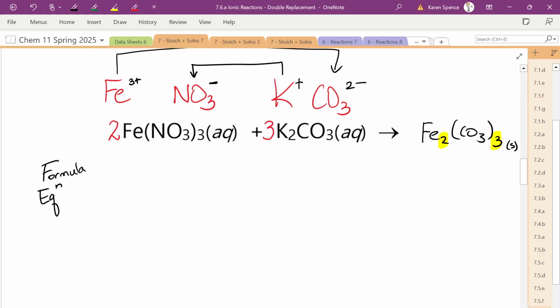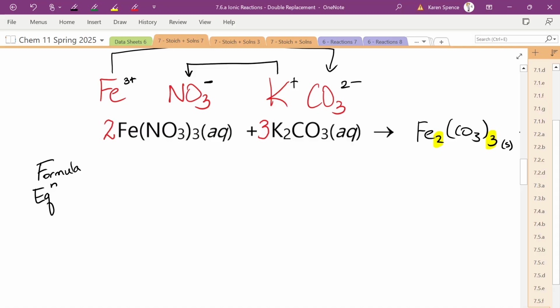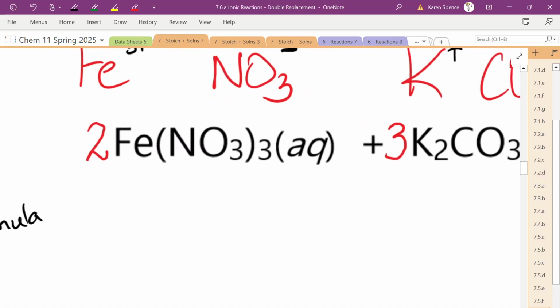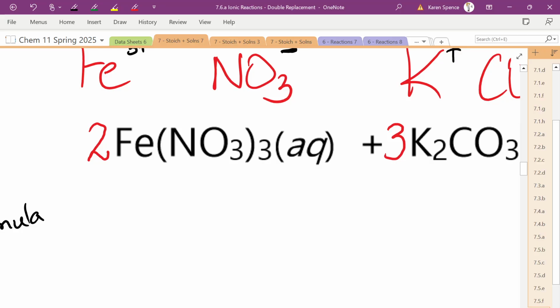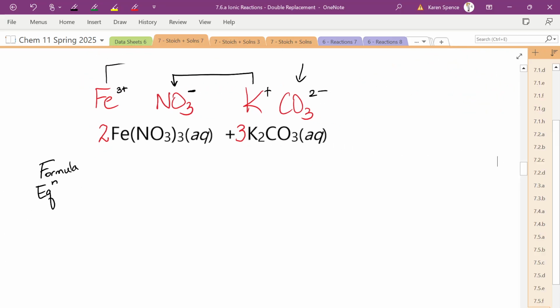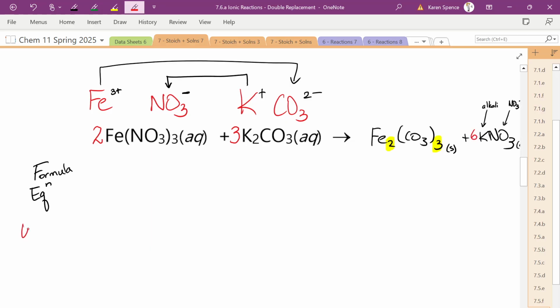Okay, now we're going to split this apart into ions. You have to use both the coefficient and the subscript when you're looking at the number of ions. Use both the coefficient and subscript to find the number of ions.